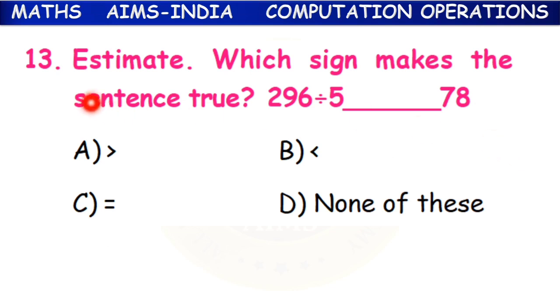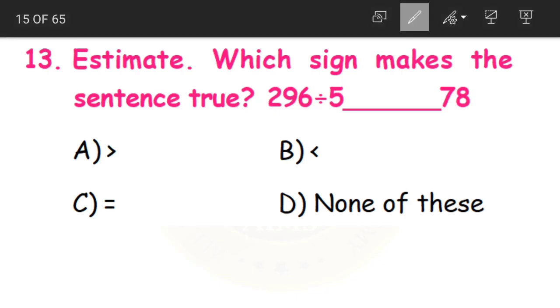Coming to question number 13. Estimate which sign makes the sentence true. 296 divided by 5, dash, 78. If you look at the signs, one is greater than, one is less than, and the other is equal to. So to compare whether these are greater, equal, or less than each other, what should we do? We should first find out its quotient.